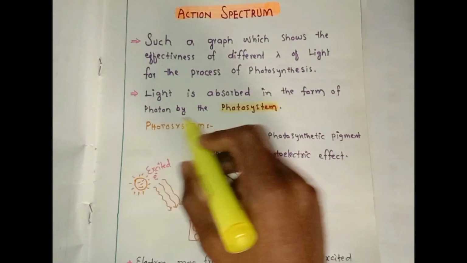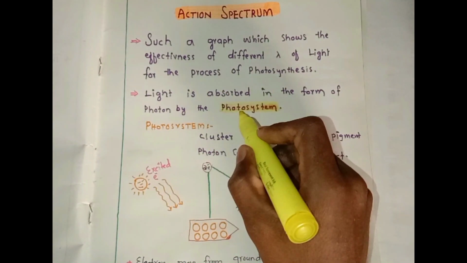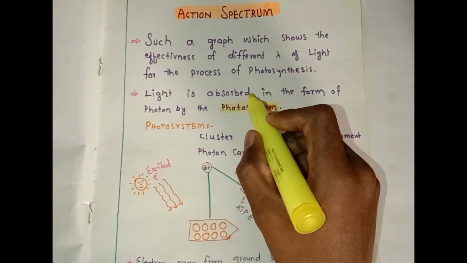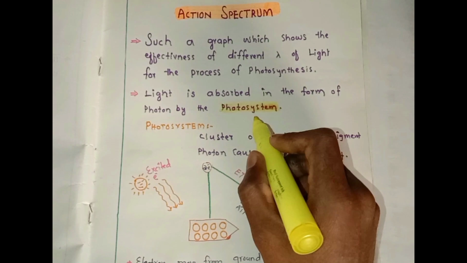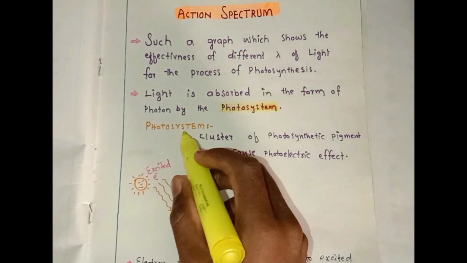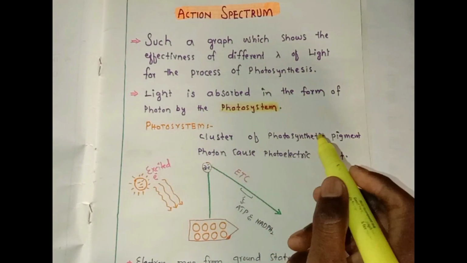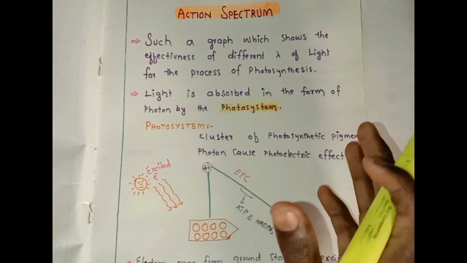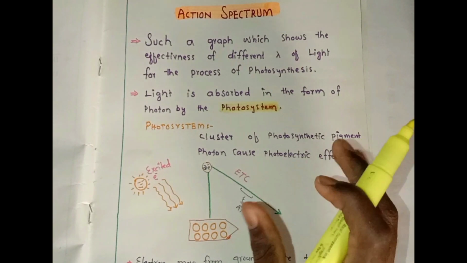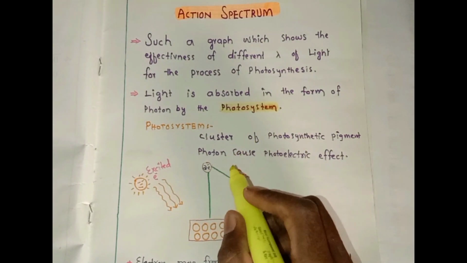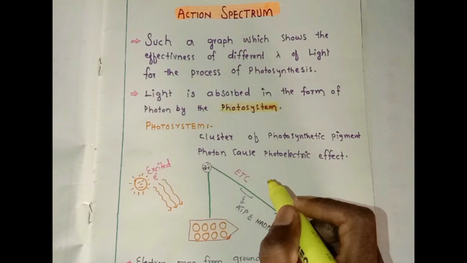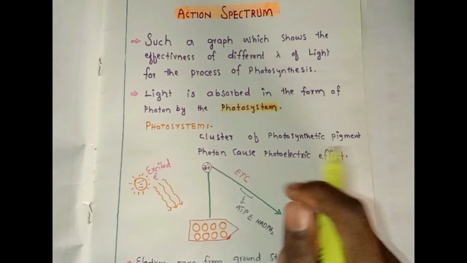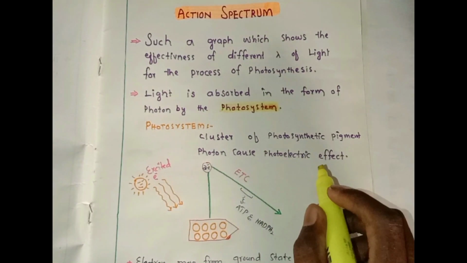Light is absorbed in the form of photons by the photosystem. In the leaf of the plant, light is absorbed in the form of photons and captured by the photosystem. What is a photosystem? A photosystem is a cluster of photosynthetic pigments. These pigments capture light in the form of photons, which causes the photoelectric effect. What is the photoelectric effect? It means that when sun energy falls on the pigment, it causes excitation and de-excitation of electrons.